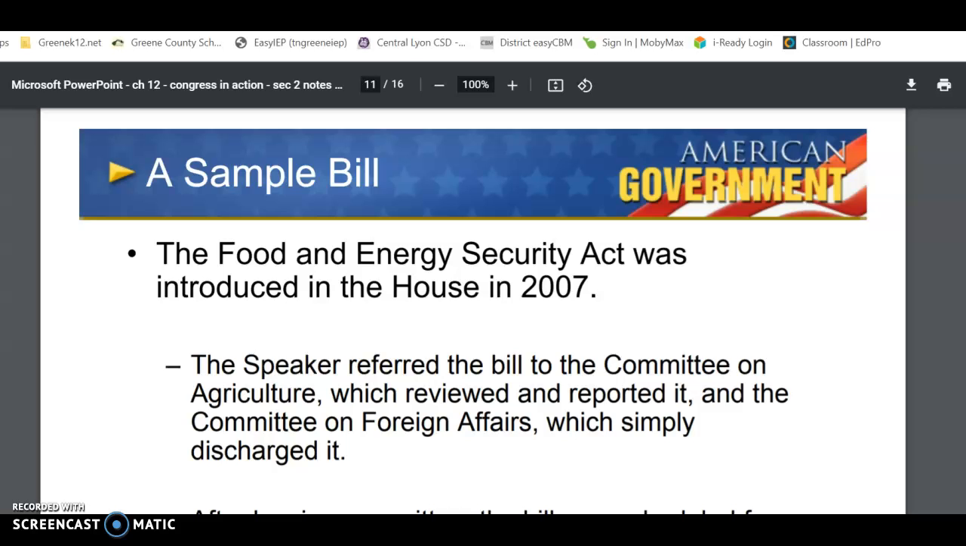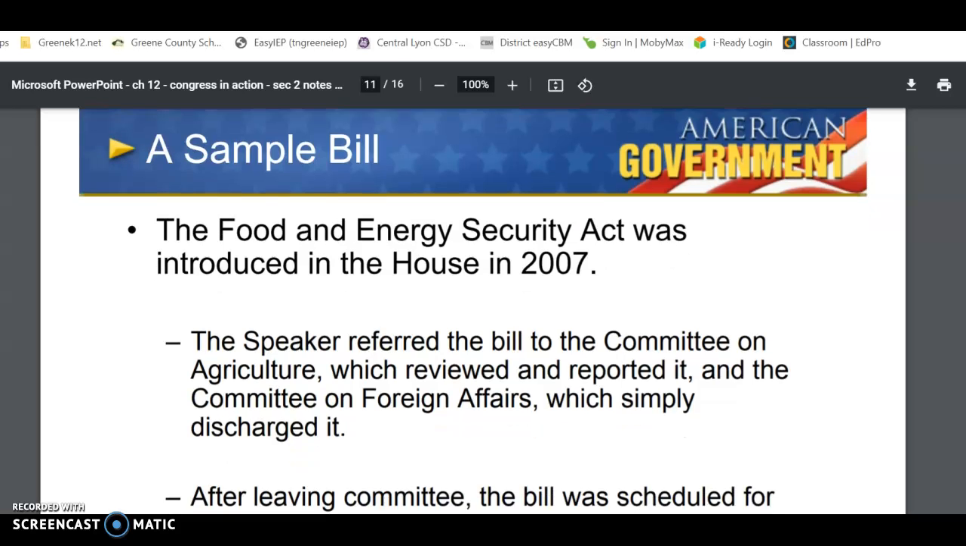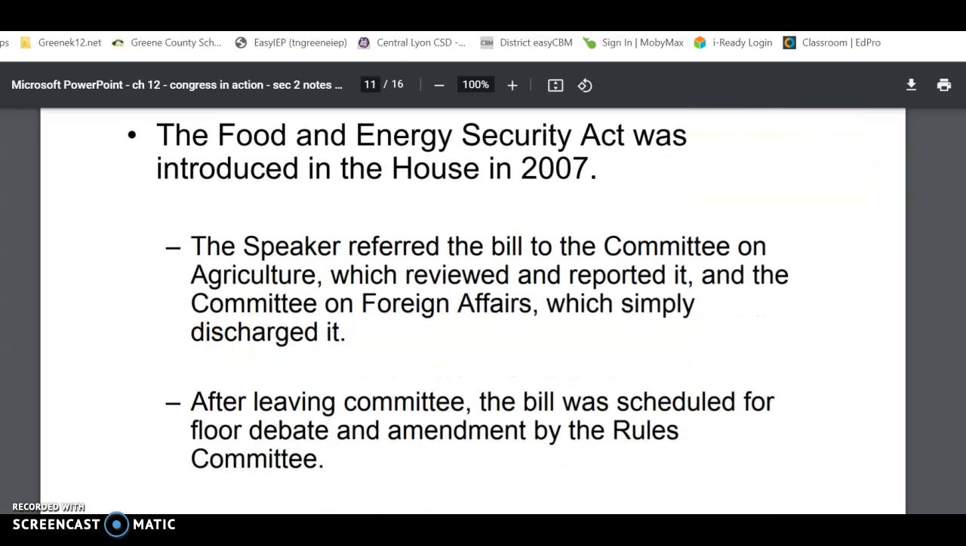So here is a sample bill, and we'll just discuss it instead of writing it down, because we're going to do some assignments with what happens to a bill. So no heading for this. This bill is a real bill that happened in 2007, and it was called the Food and Energy Security Act. And it was introduced to the House in 2007.